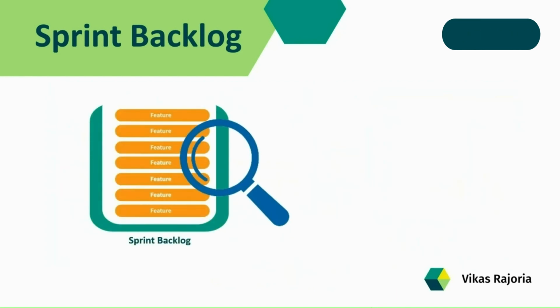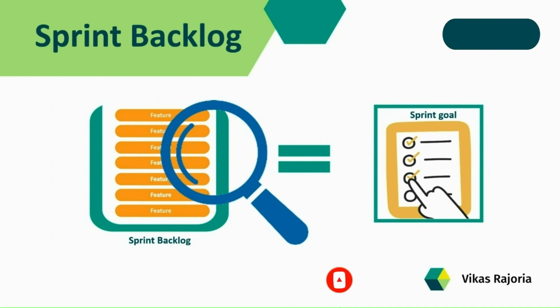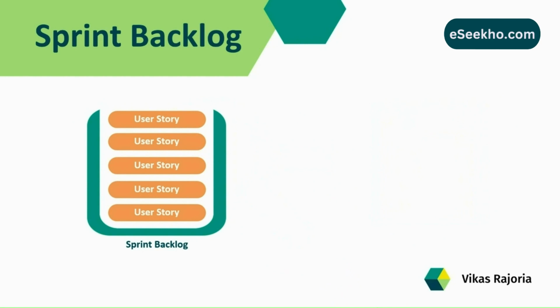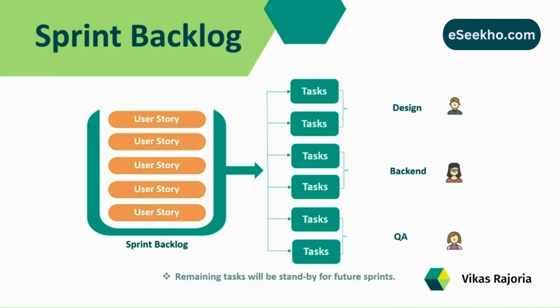Once they finalize the scope, the sprint goal can be defined and modified from what the product owner has initially thought. Then items of the sprint backlog are further broken down into smaller and actionable sprint tasks and assigned to the relevant teams like design team, development team, QA team, and other teams. If a team does not have the capacity to deliver all the sprint tasks, then the remaining sprint tasks will be on standby in the sprint backlog for future sprints.